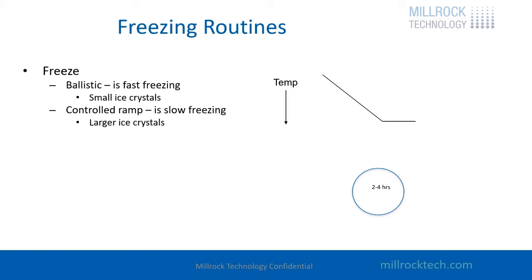So let's take a look at freezing routines. The first is just what we'll call freezing. If it's ballistic, which means it's a fast freezing rate, you're going to create small ice crystals. If it's controlled and ramped, then we're going to get larger ice crystals. So we've got a time down to temperature, and then we get down to temperature and we hold.